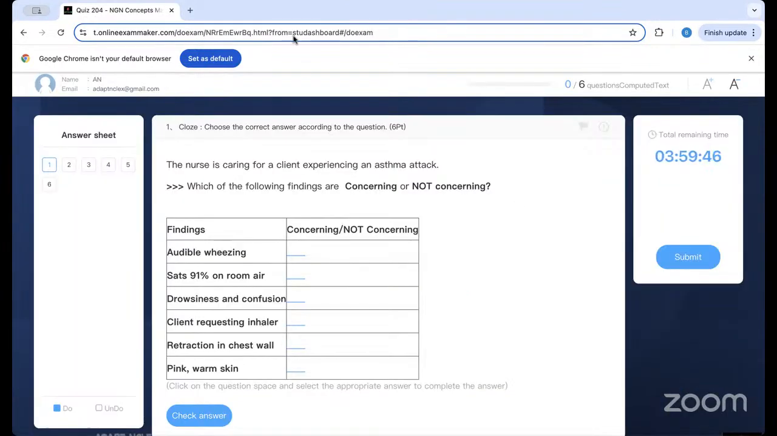But look, when you see it, don't panic. Treat it like any other question you've seen. Take away the table. What is it asking? Which of the following, read it like you read a regular question, are concerning or not concerning? Just say it's concerning. You're focusing on the concerning aspect of it. What is the question asking?